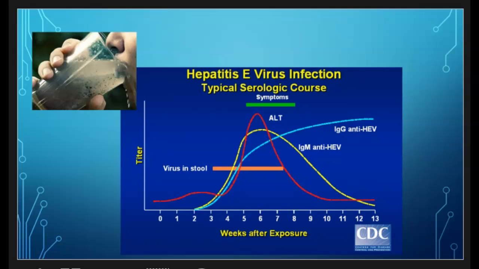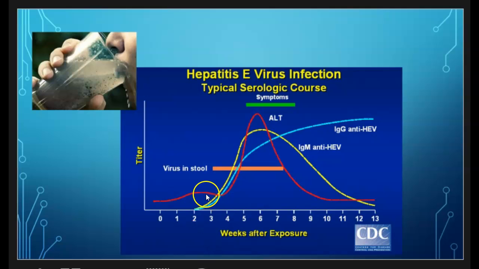It is self-limiting, and it is diagnosed by the presence of IgM to HEV by EIA, and so that would be anti-HEV IgM. That would be an acute infection. Mortality rate is increased in pregnant women.